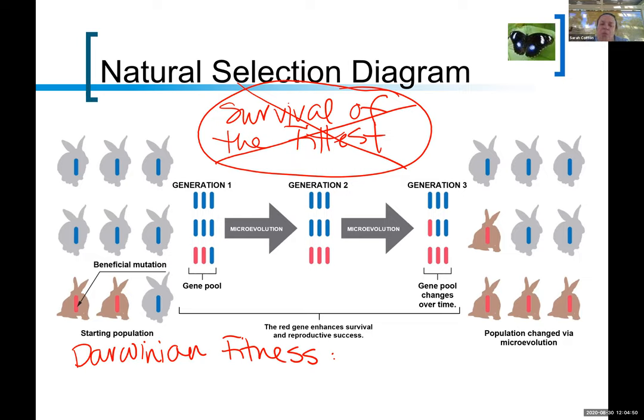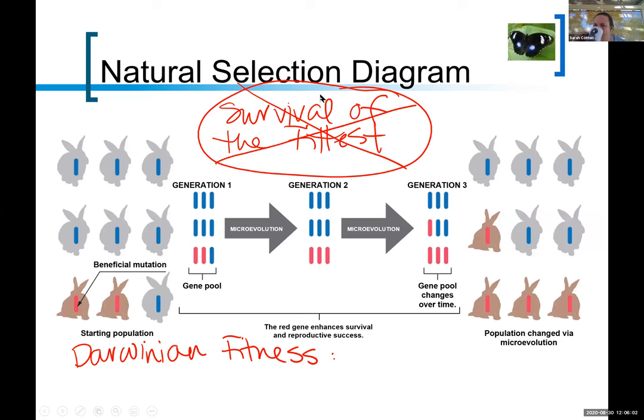Okay. So when we talk about fitness in an evolutionary sense, what we're talking about is an individual's contribution to the future gene pool. So what in the heck does that even mean? That is so weird. All right, so what is Darwinian fitness? Darwinian fitness is all about contribution to the gene pool of your population over time.